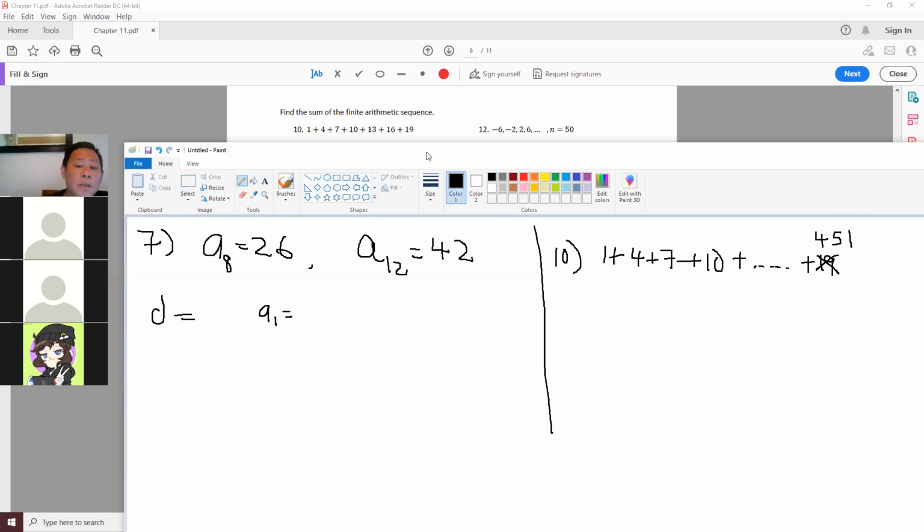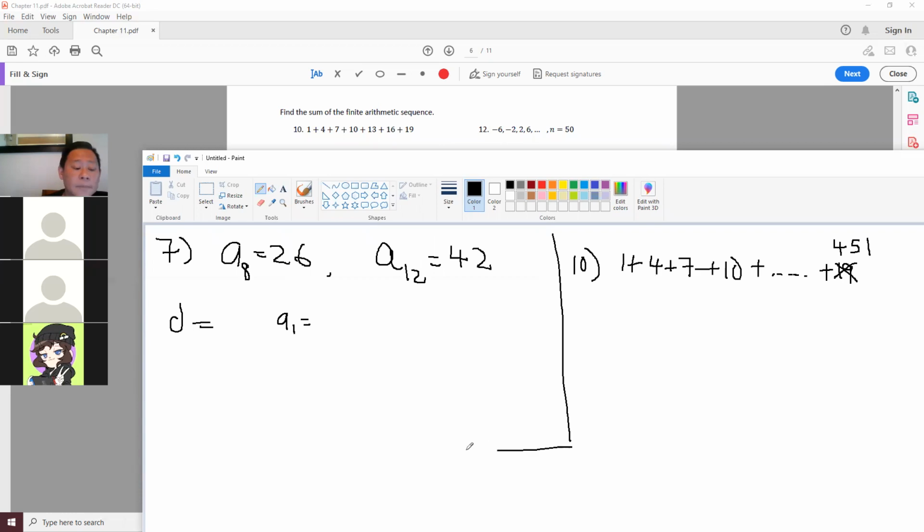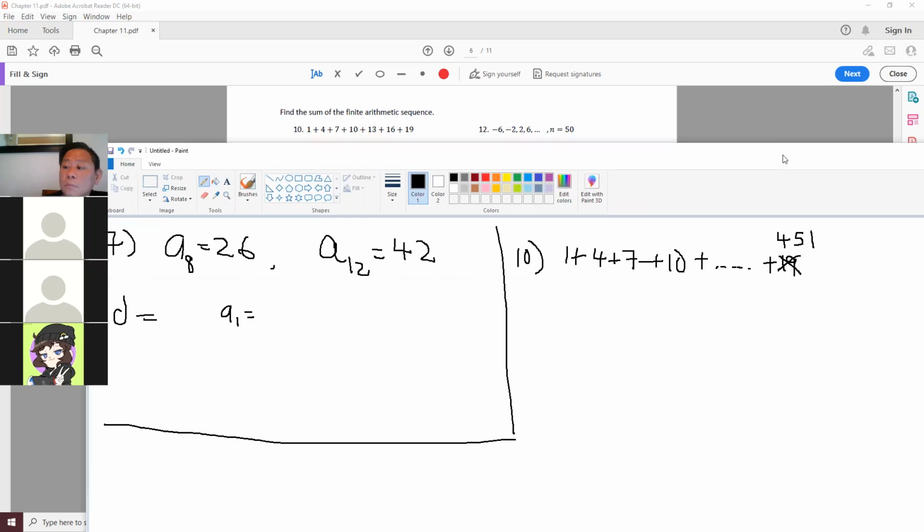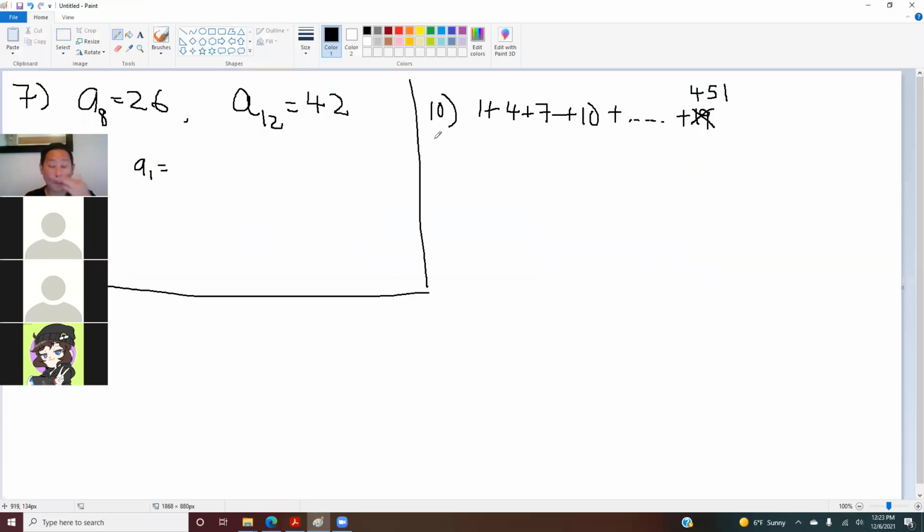Right, anyone know what is number 7? How do you find D in this case? How do you find D here? Wouldn't it be A12 minus A8 is equal to 4D? So A12 minus A8 equals 4D. Yep.